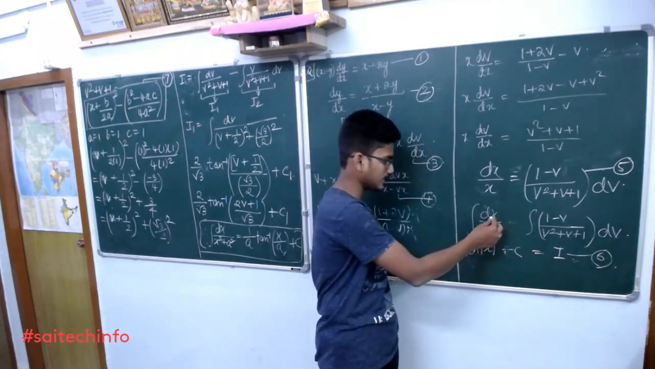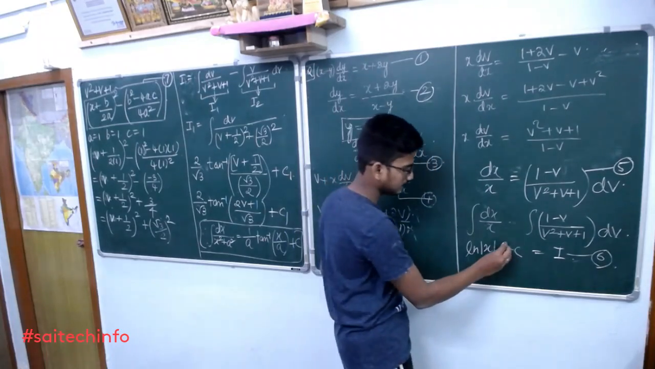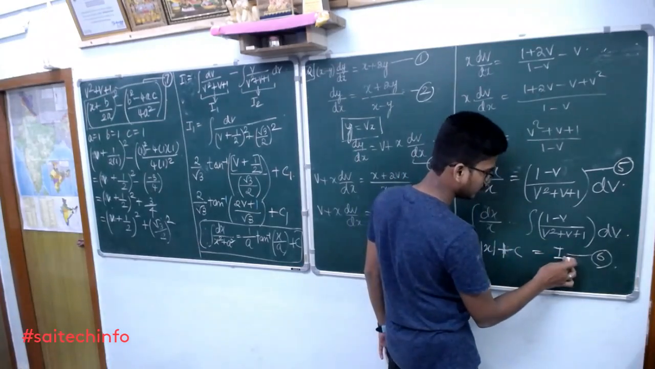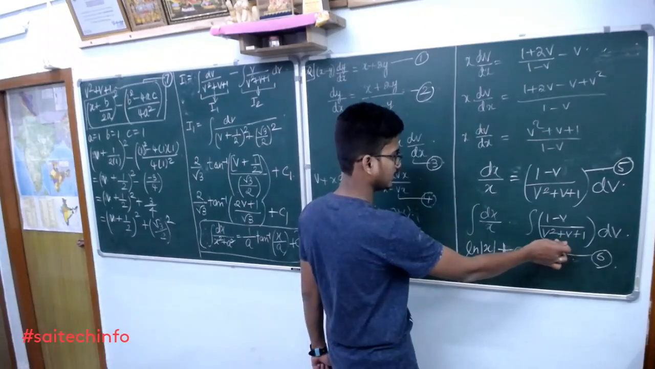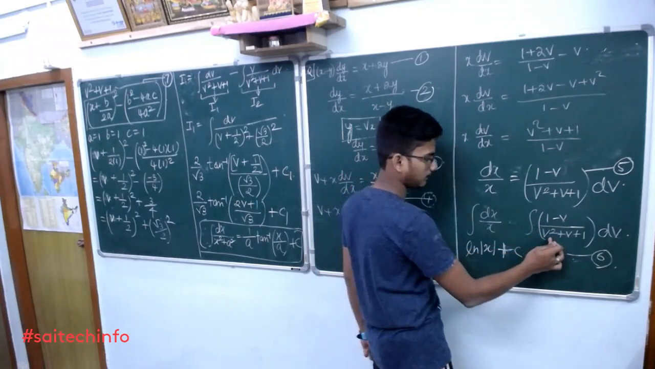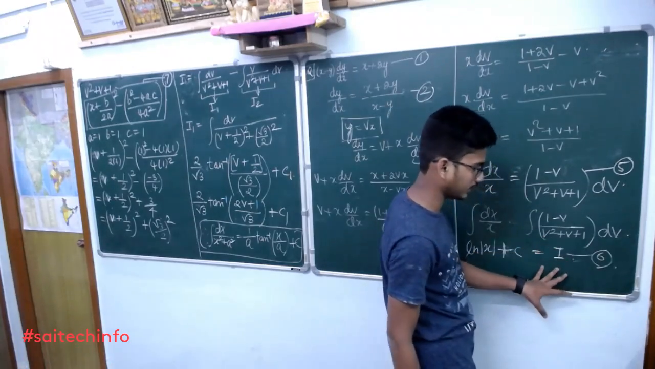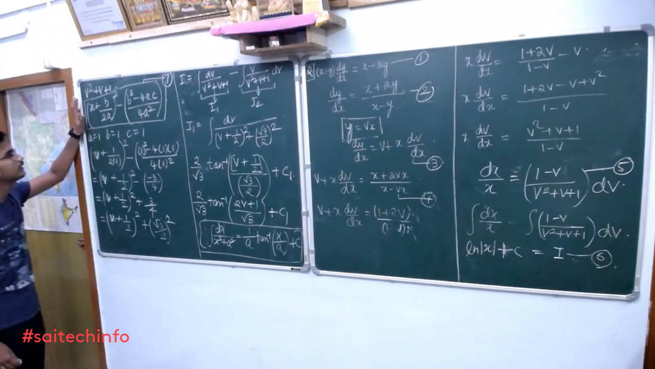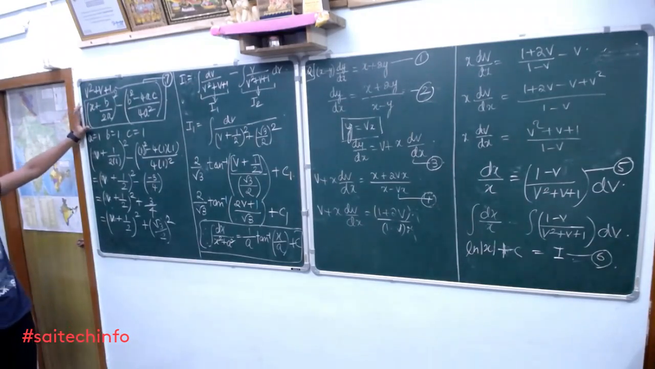So on integrating 1/x dx, we get natural log of modulus of x plus c, the arbitrary constant, equal to I. I is nothing but that is equal to the standard equation. So we need to integrate (1 minus v) divided by (v square plus v plus 1). So considering the denominator of I, that is v square plus v plus 1, we separate it using the completing the square method.